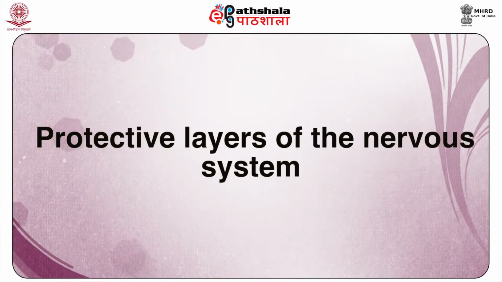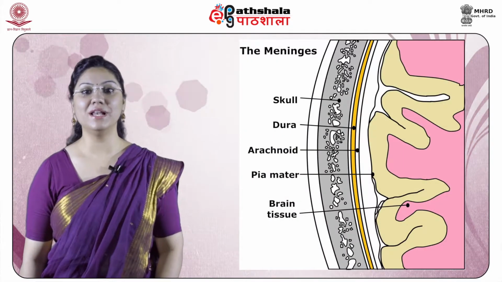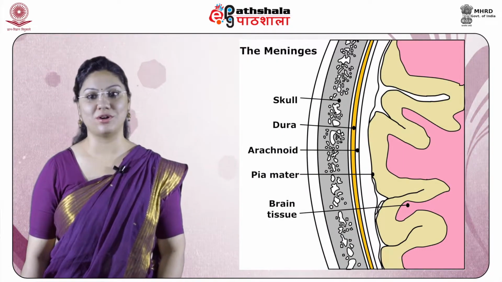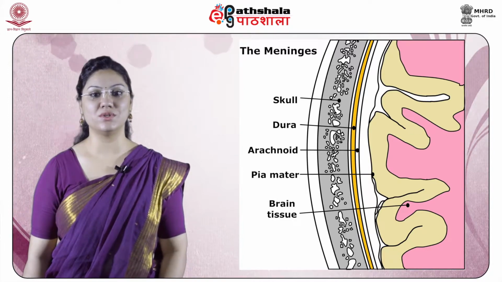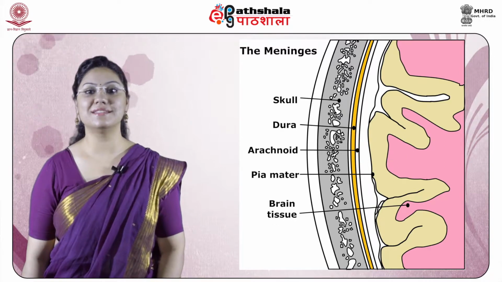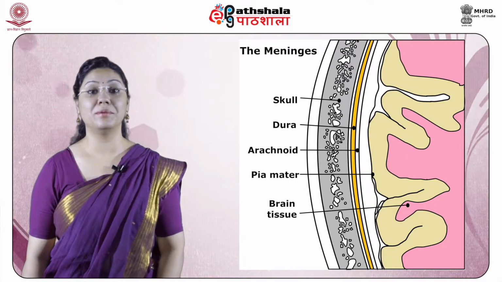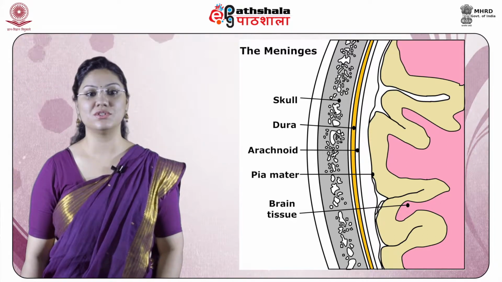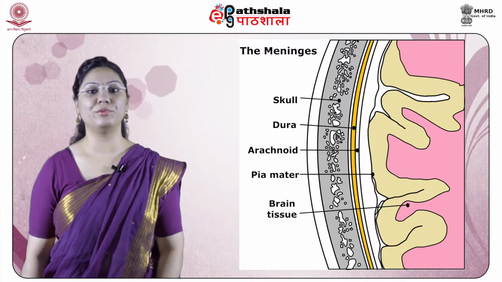Protective layers of the nervous system, the meninges. The brain and the spinal cord are the most protected organs in the body. They are encased in bony structures, the brain inside the skull and the spinal cord inside the vertebral column. Beneath the bony structures, there are three further layers of protection.